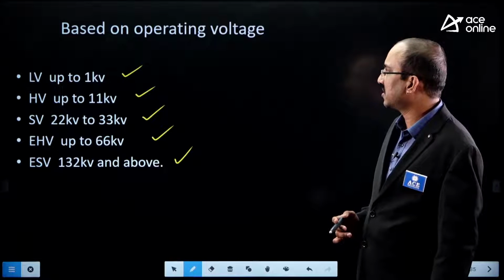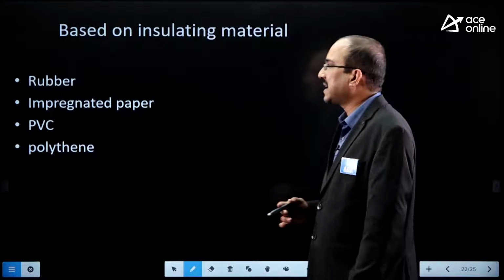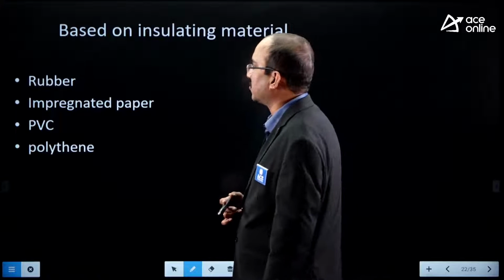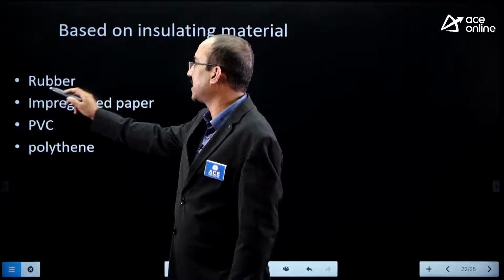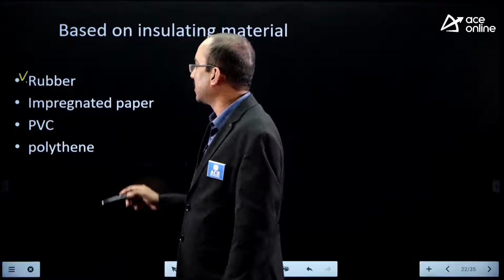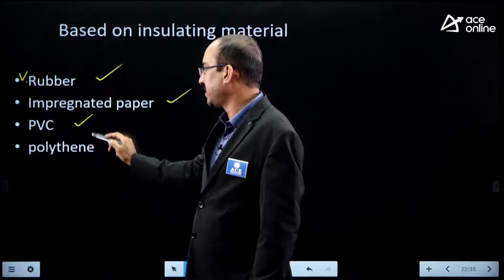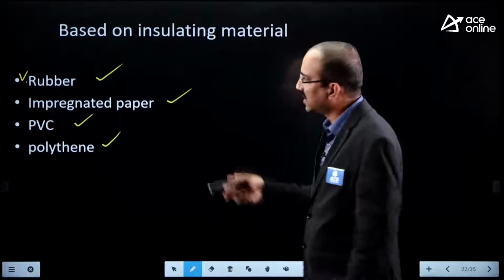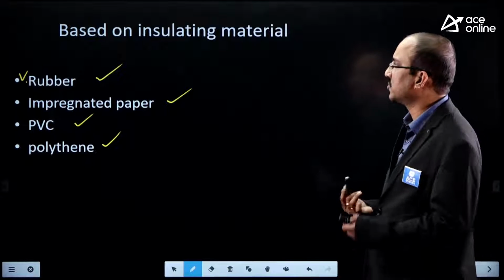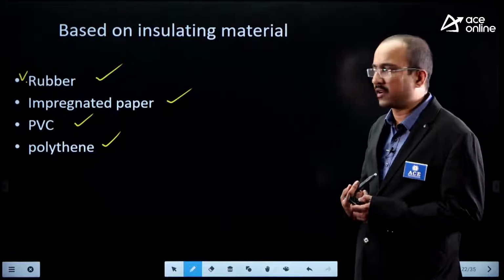So, this is a classification based on operating voltage. Based on the insulating material that is being used, we have vulcanized rubber, that is rubber treated with sulfur, impregnated paper, PVC and polythene. These are the insulating materials that are being used in case of underground cables.